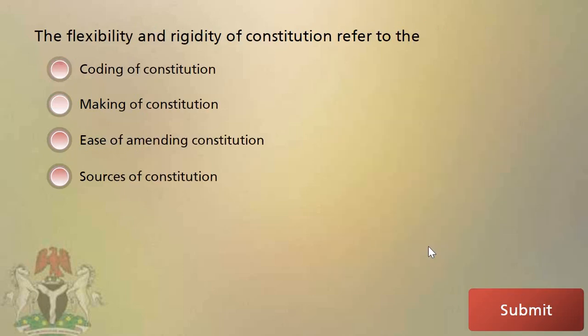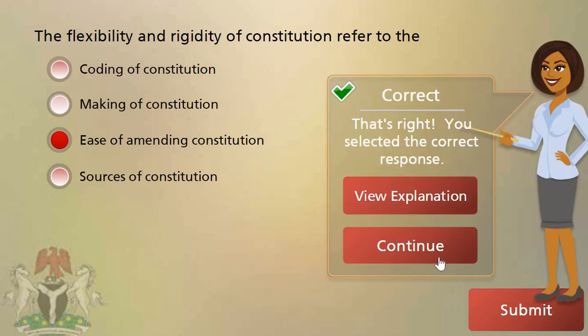Question 12. The flexibility and rigidity of constitution refer to the A, coding of constitution; B, making of constitution; C, ease of amending constitution; D, sources of constitution. The right answer is C, ease of amending constitution.